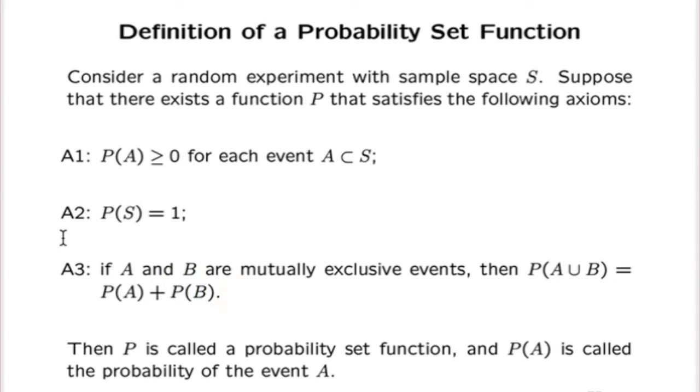What follows then is that if this function P satisfies all three of these axioms, then we call P a probability set function. And this function evaluated at an event A is called the probability of the event A.